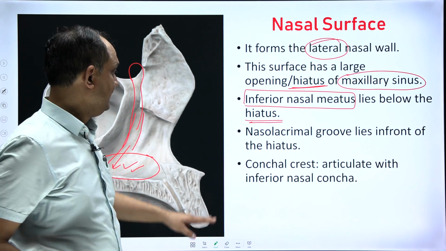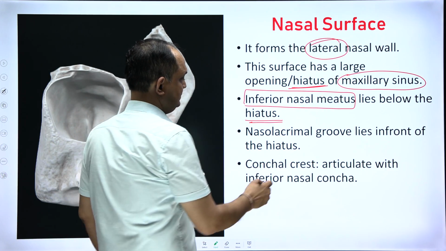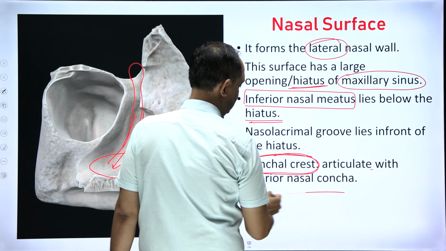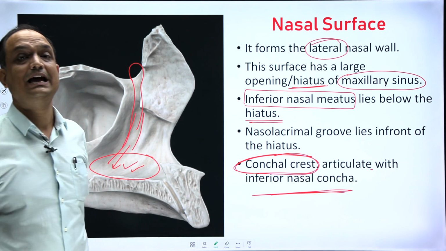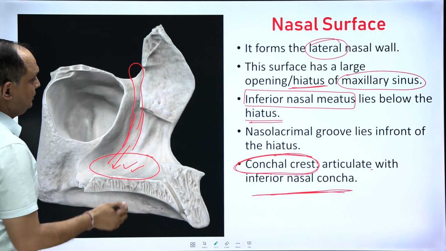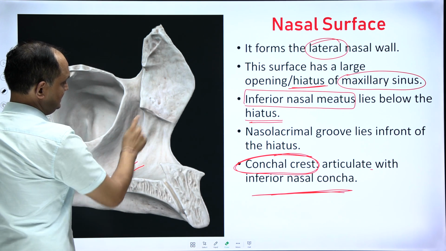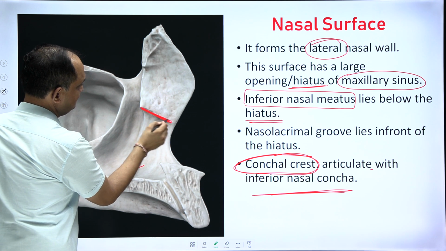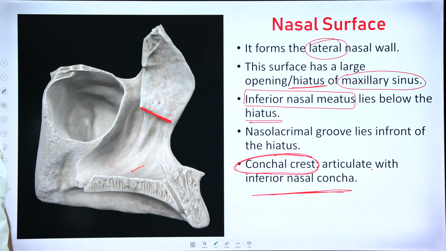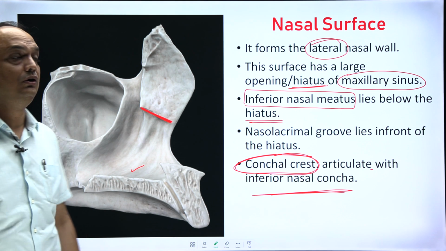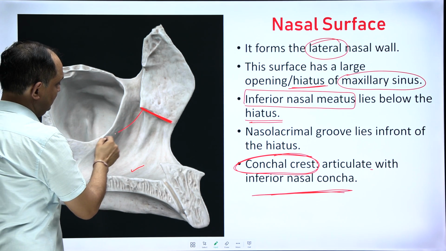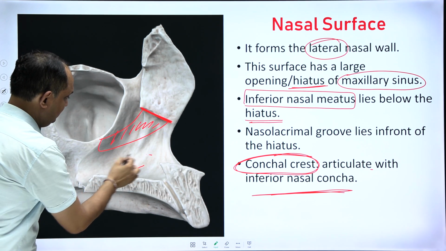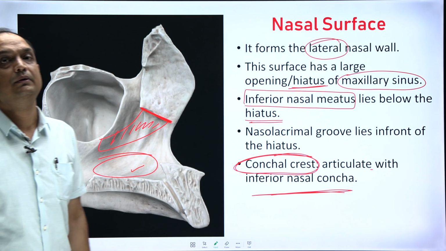wall of the nose. Then there is a very important structure known as the conchal crest. Now this conchal crest articulates with the inferior nasal concha, which is a separate bone. So where is the conchal crest? When you look, the conchal crest is this. This conchal crest is going to articulate with the inferior nasal concha. This inferior nasal concha gives a projection, and below that you will have a space known as the inferior meatus.